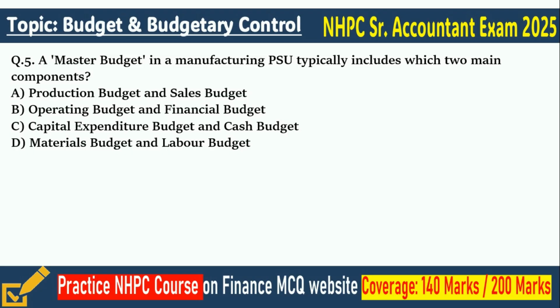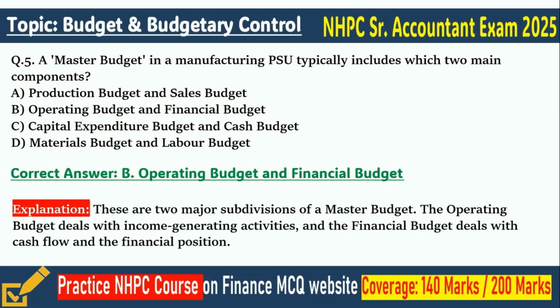Friends, the correct answer is option B, operating budget and financial budget. So friends, these are two major subdivisions of a master budget. The operating budget deals with income generating activities and the financial budget deals with cash flow and the financial position.